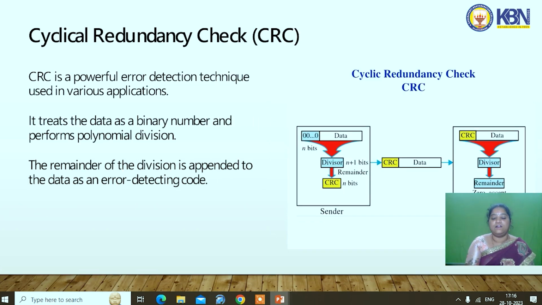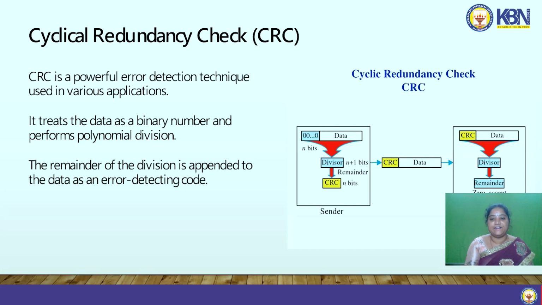Now, last, we will discuss the cyclic redundancy check. In the cyclic redundancy check, the data is treated as a binary number and divided by a divisor to perform polynomial division. The remainder is appended to the data as an error detection code. In this diagram we will see the sender and the receiver.